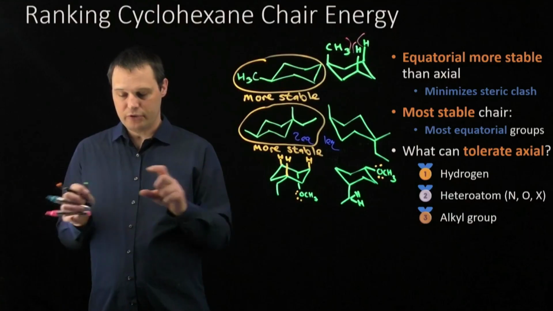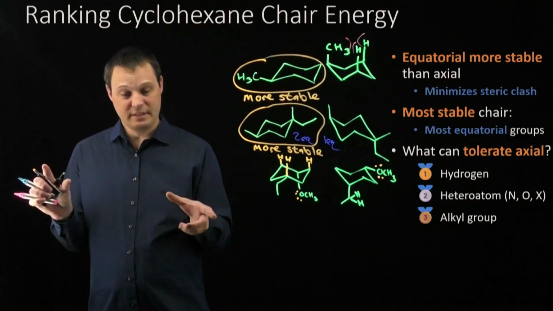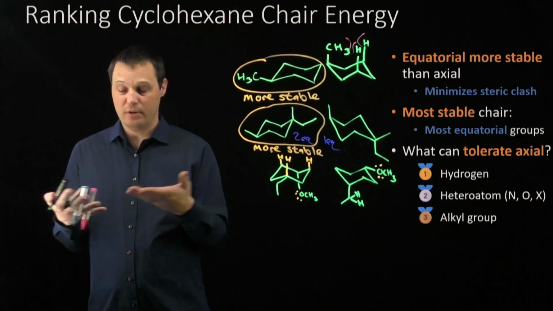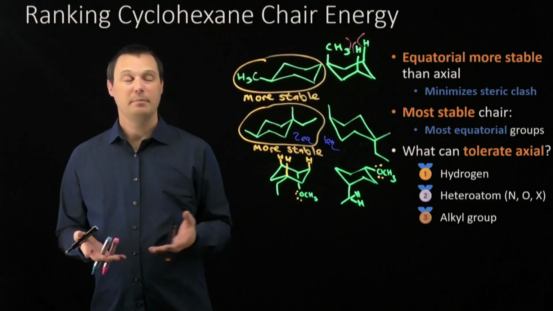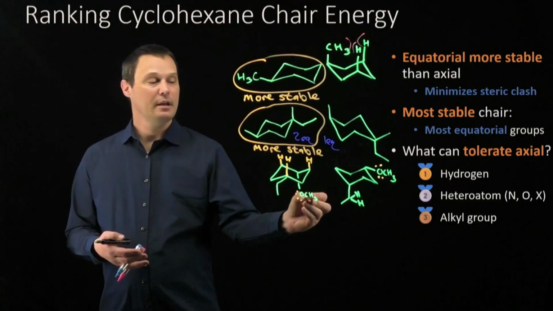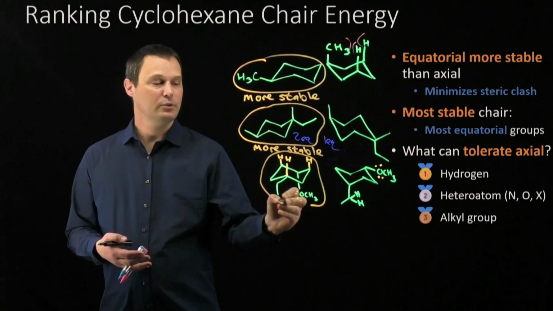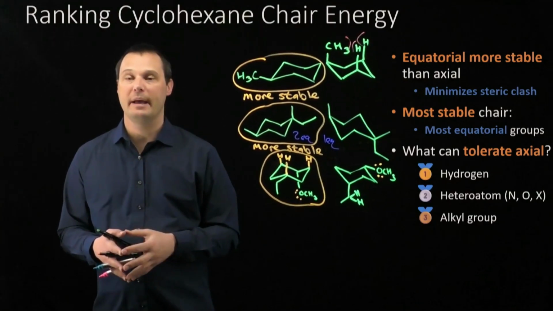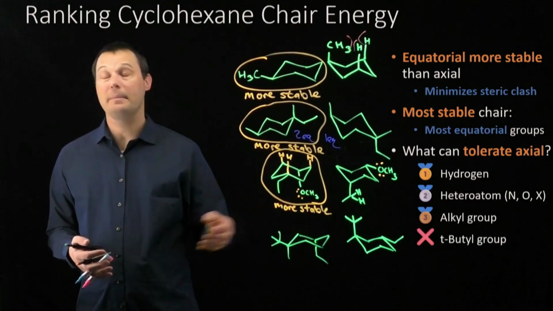Again, if two chair structures have the same kinds of substituents and they have the same number of axial and equatorial groups, then they're just going to be the same energy, and that's okay. But if we're in a situation where we can prioritize, the group with the heteroatom is going to be more stable if that heteroatom has to be axial. Lastly, let's look at one substituent that might surprise you.